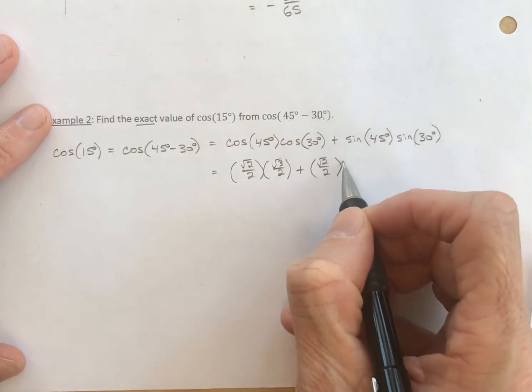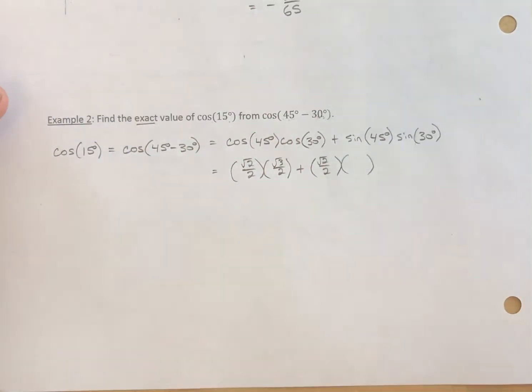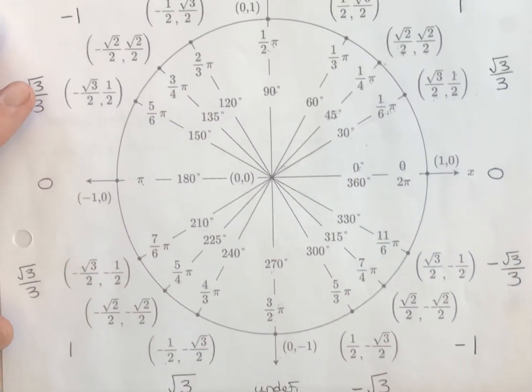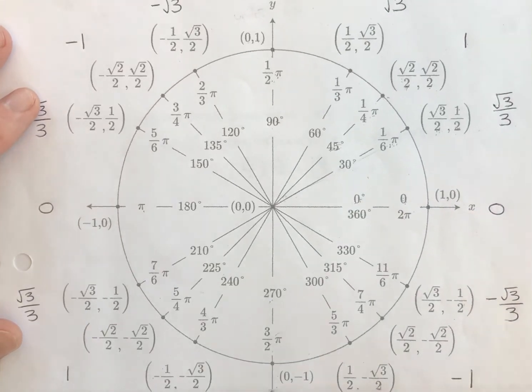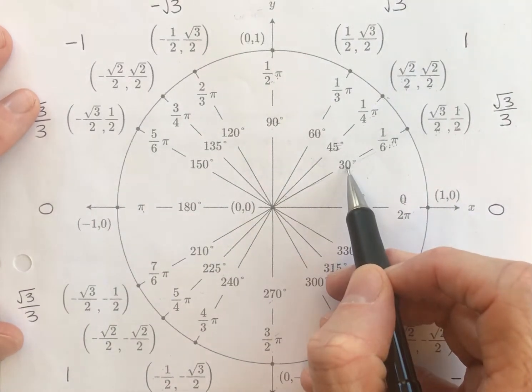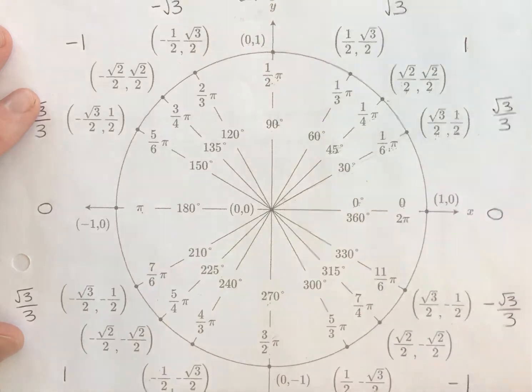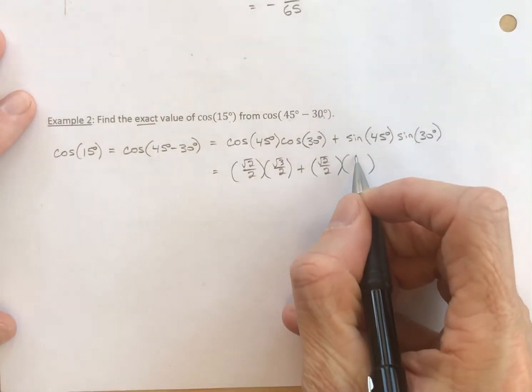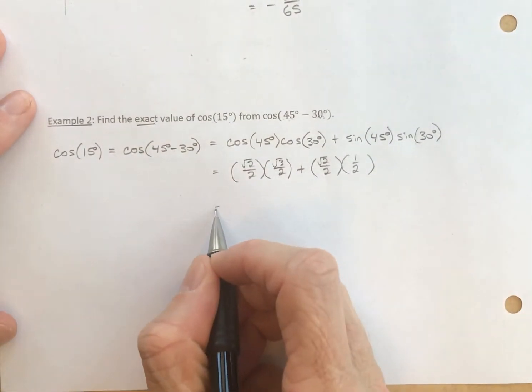Times the sine of 30 degrees. Okay, go back to my unit circle chart. Okay, I know 30 degrees. Here's 30 degrees. The sine is the y value. It's 1/2. So times 1/2. Now there's just a matter of doing some math.